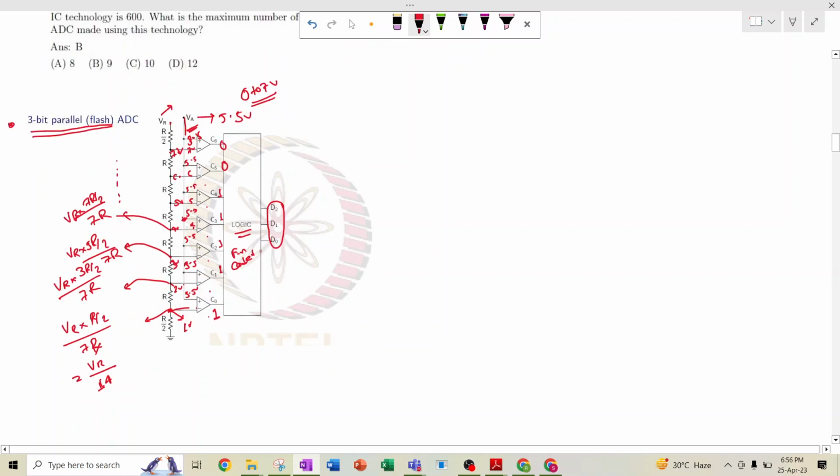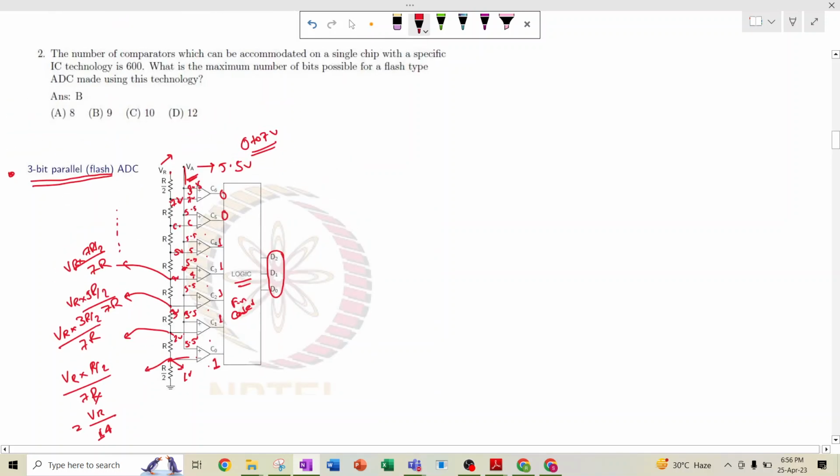Suppose all the outputs are 1, then we can say the output will be 111. If only C6 is 0, then the output will be 110. If C6 and C5 both are 0, then we can say it will be 101. So this will be the output. Suppose C6, C5, C4, these three are 0 and all the others are 1, then that will be converted to 100.